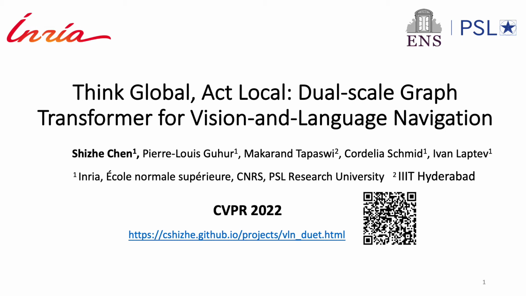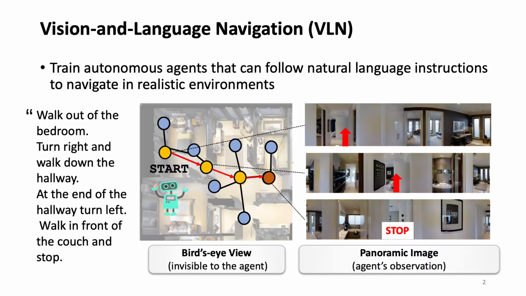I'll present our work, Think Global, Act Local: Dual-Scale Graph Transformer for Vision and Language Navigation. Vision and Language Navigation, VLN for short, aims to train autonomous agents that can follow natural language instructions to navigate in realistic environments.